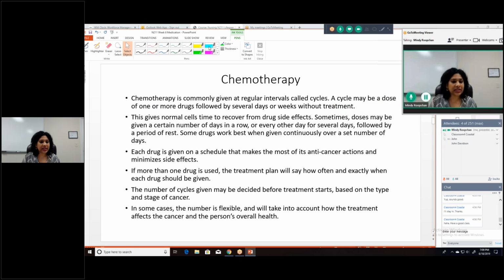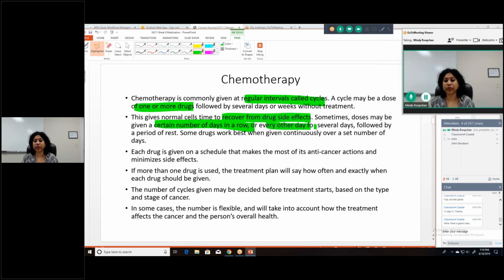So chemotherapy is commonly given at regular intervals called cycles. A cycle may be a dose of one or more drugs followed by weeks without the treatment, so the body can kind of recoup and then they get back on it again. This gives the body some time, the cells some time to recover from the side effects. It's affecting everything. So sometimes doses may be given a certain number of days in a row or every other day for several weeks. Then they rest.